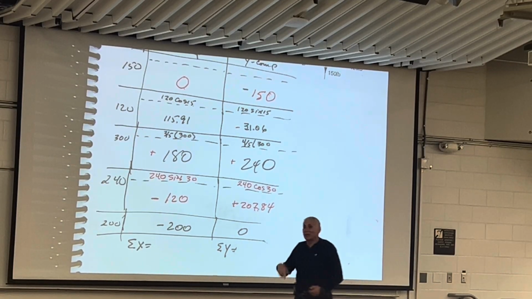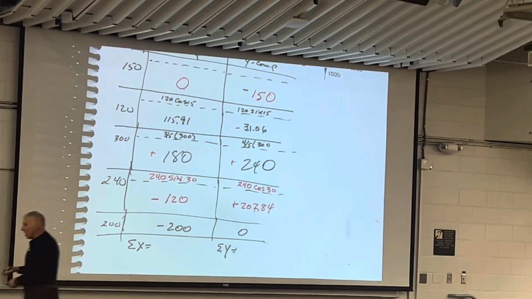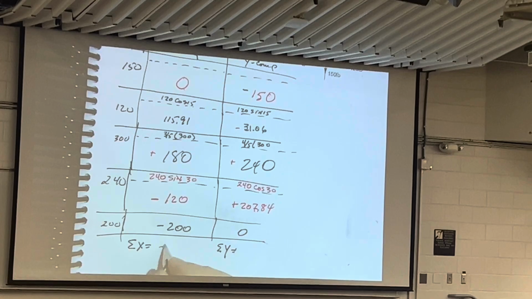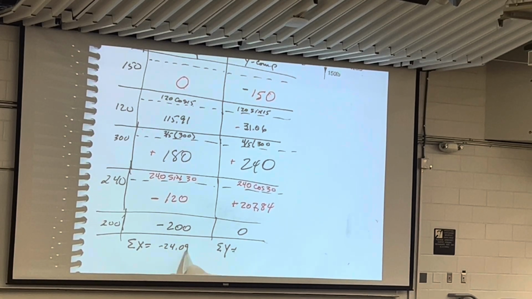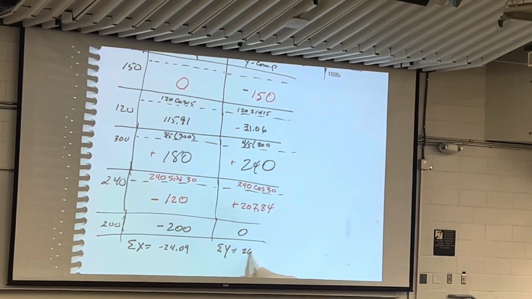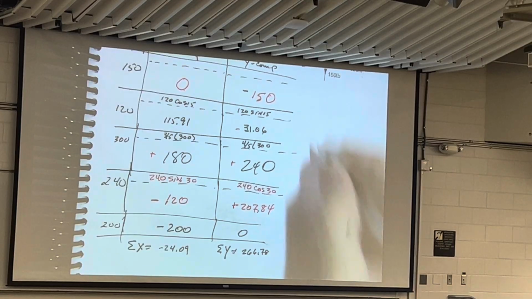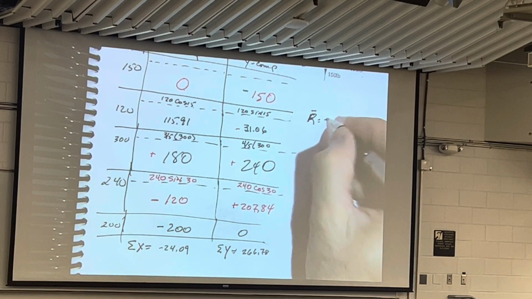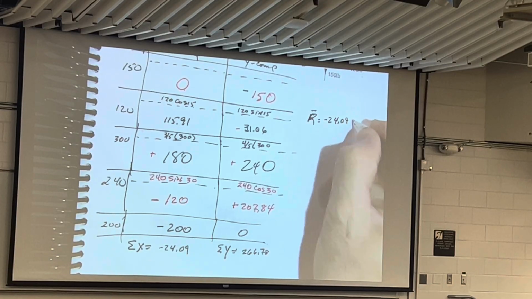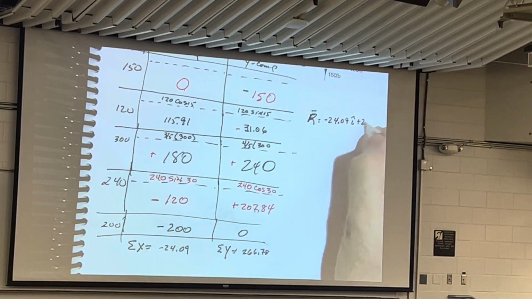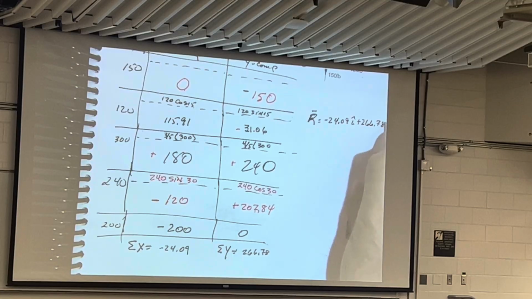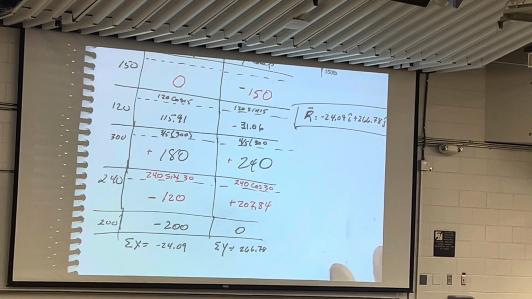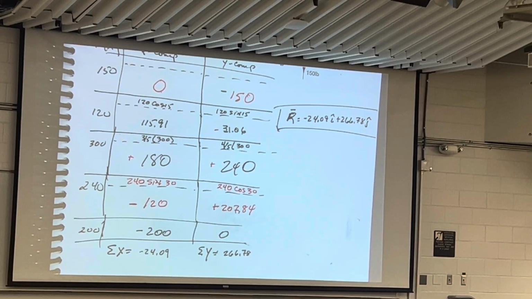Now, sum the column. Summing the column, I'm going to get minus 24.09 and 266.78. So what you're telling me is the resultant force is negative 24.09 i plus 266.78 j. That's what you're telling me. Yes, that's exactly what I'm telling you.